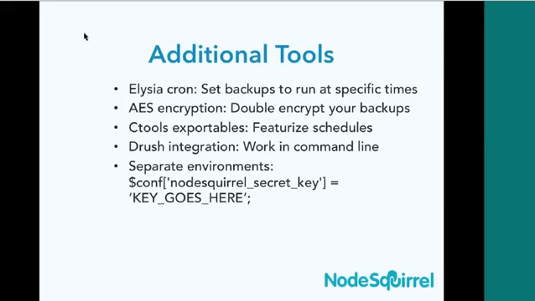So Elysia Cron, so setting your backups to, I only want to run it at 3 o'clock in the morning or 2:07 or whatever. Having that kind of flexibility. AES encryption, so having a double encrypting of backups. And doing exportables for your schedules and such, working with Drush. The NodeSquirrel secret key is very specific to NodeSquirrel, but we can talk about that later as it comes up.